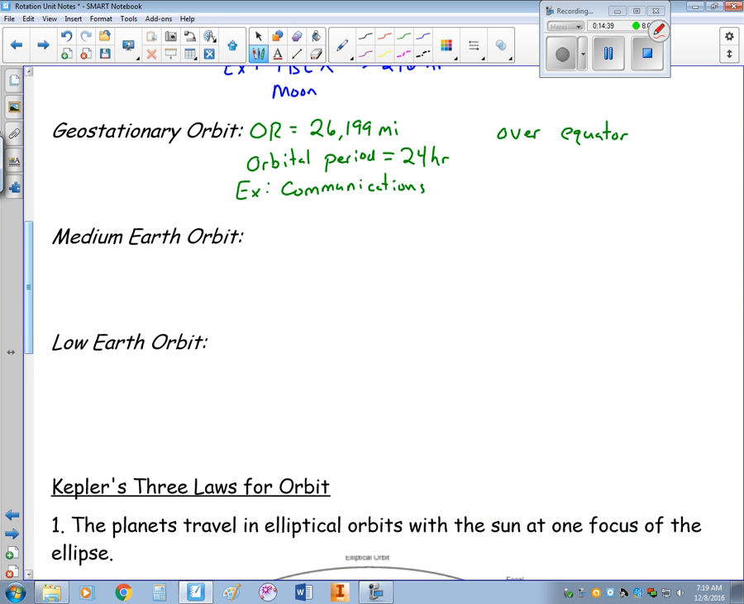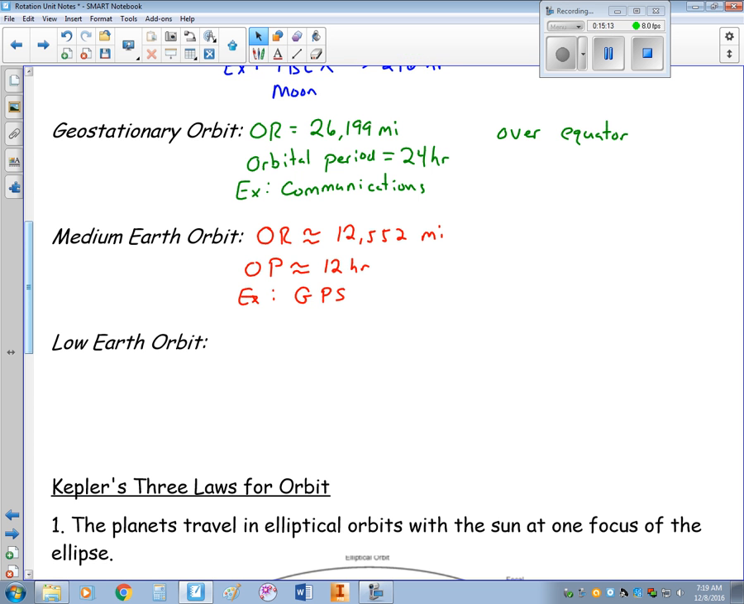Medium Earth orbit. This orbital radius is in the neighborhood of 12,000 miles. So the orbital period, I'll go OP for orbital period, is right around 12 hours, so about half a day. Some examples of this are the GPS satellites, global positioning satellites, or global positioning system of satellites.